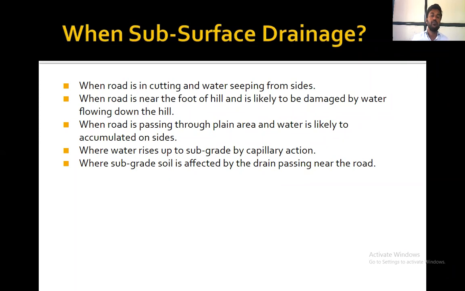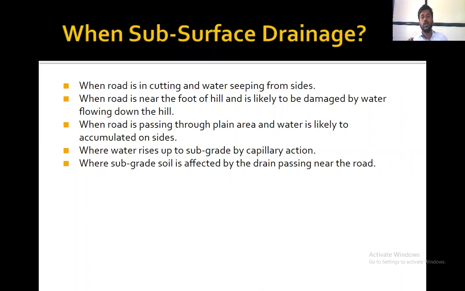When a road is passing through a plain area, water is likely to accumulate from the sides, because if the road is not on an embankment above the field at the side, and the road is at the level of the field, then whatever water is there will try to enter the pavement layers. Then the water rises up to the subgrade by capillary action, if the water table is there below the subsoil and there are pores for capillary action. The water table may get increased. So it is also necessary to check whether capillary action is there, and if it is, we need to take certain action regarding that. How to reduce the capillary action, we will see in the next slide.